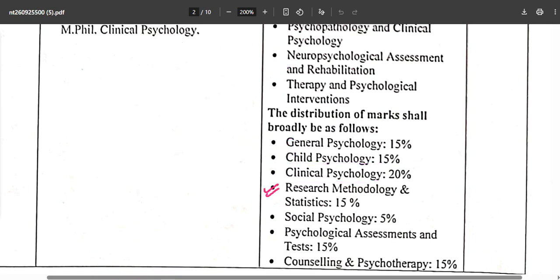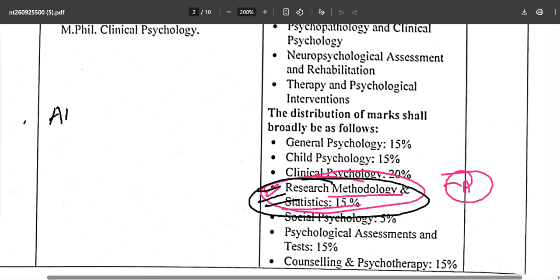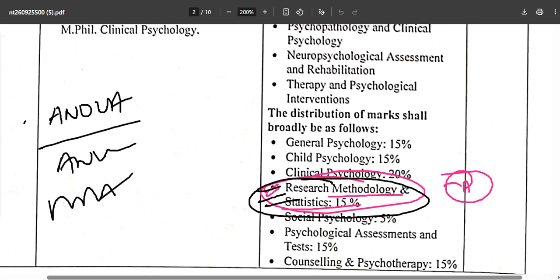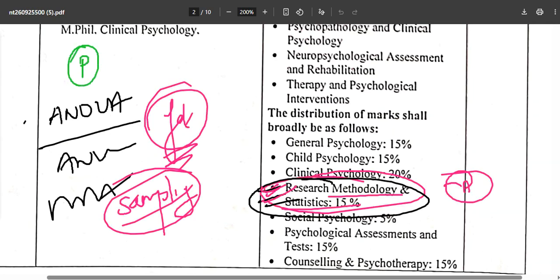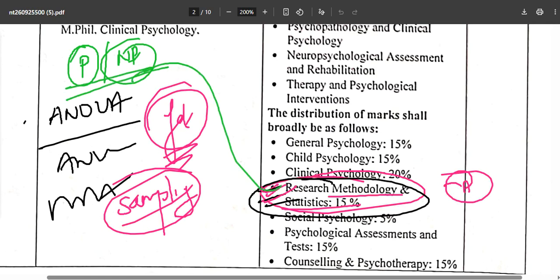Now for research methodology and statistics, you will refer to the ebook and do questions from there. This is also an important component. They will ask you about ANOVA, ANCOVA, and they can ask you about MANOVA and the factorial design and factors and things like that in research methods, as well as sampling. Which type of sampling, and the difference between probability sampling and non-probability sampling. So all these topics will be covered in the research methodology and statistics portion.